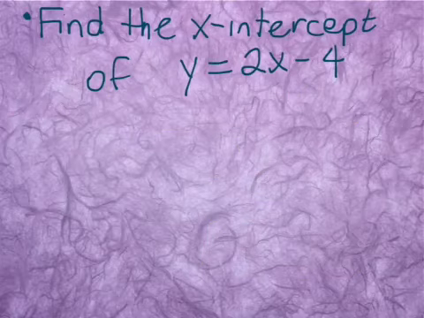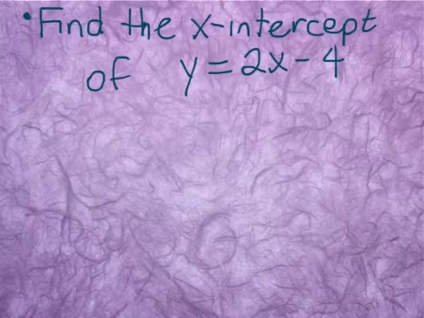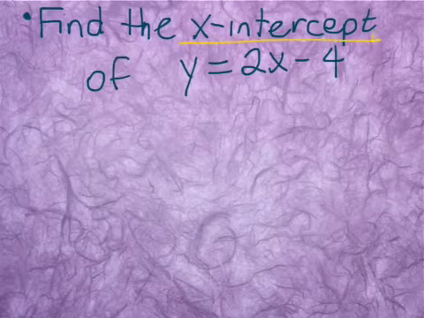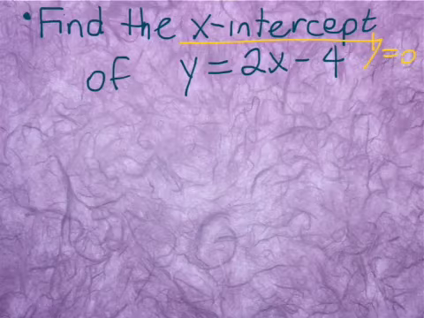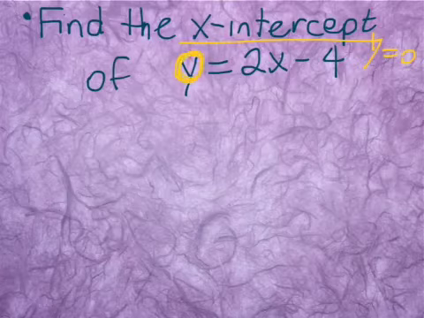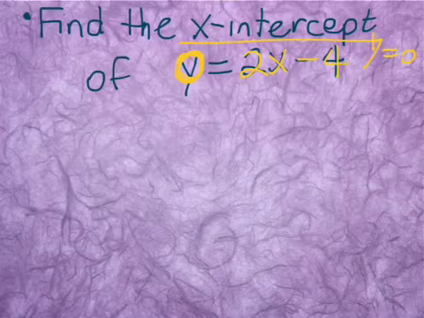Now we want to find the x-intercept of y equals 2x minus 4. Well, remember, when you want the x-intercept, we want y to be equal to 0, because on the x-axis all the y's are 0. So we're going to replace our y with 0. So we're going to solve the equation that is formed by letting y be 0.